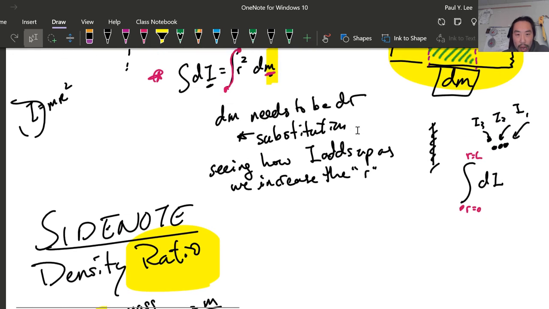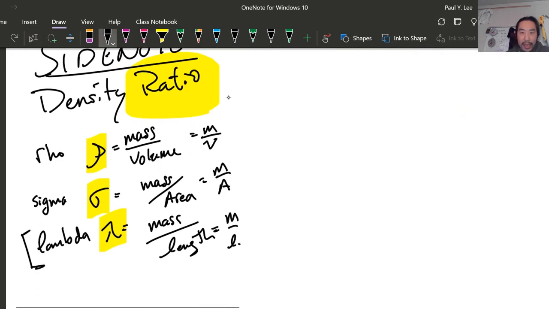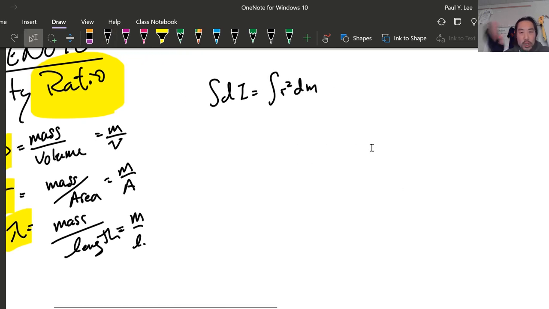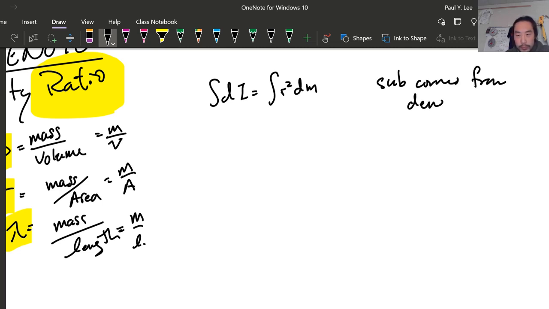Okay, so back to here. Actually, I'm going to just rewrite that so that it looks a little bit cleaner. Let me get r squared dm. Okay, so we left off with saying we need to perform a substitution for that dm, and that substitution comes from density. Okay, so we know that lambda is equal to mass divided by length. I'm going to put that as a capital L actually. Mass per length.